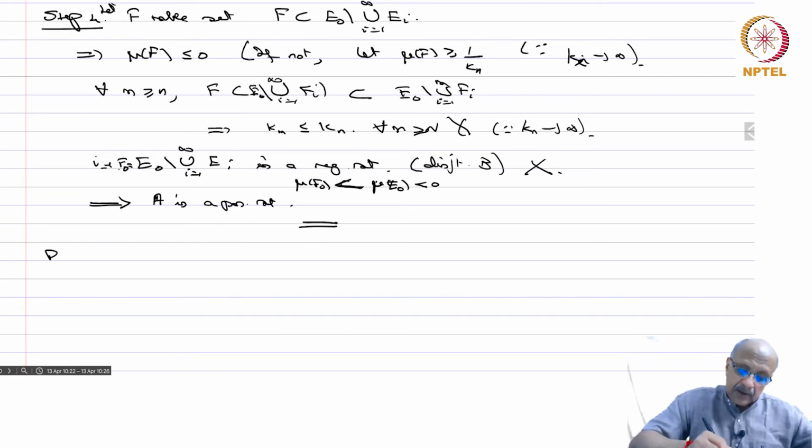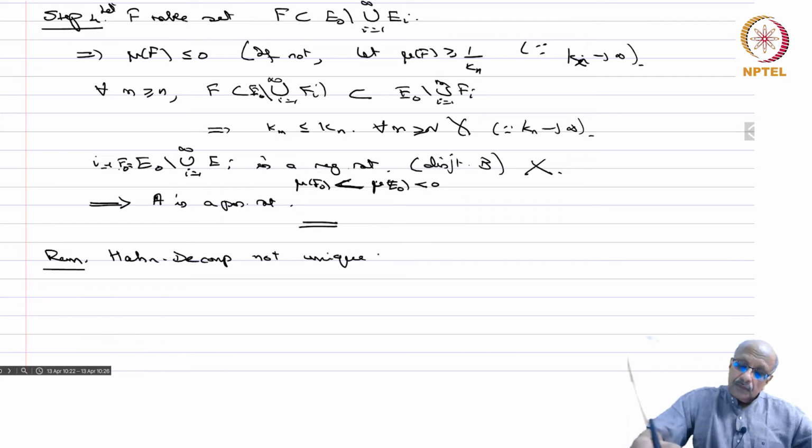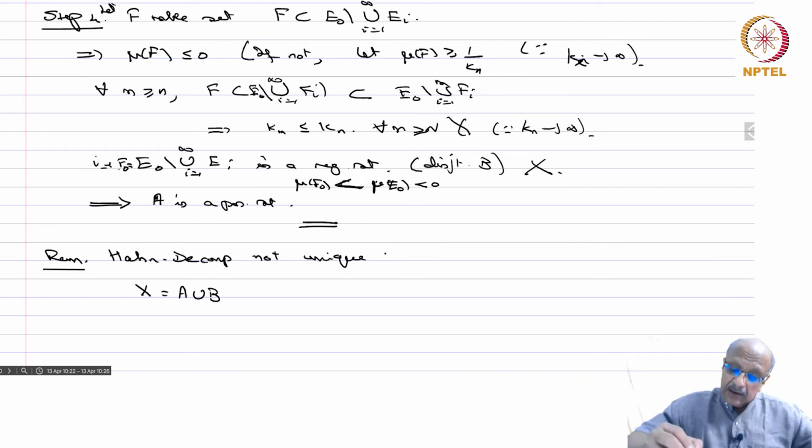Okay, remark: the Hahn decomposition is not unique. Let's see why it can't be unique. Let us take X equals A union B. This is called a Hahn decomposition, breaking it up into a positive set and a negative set, and they are disjoint.